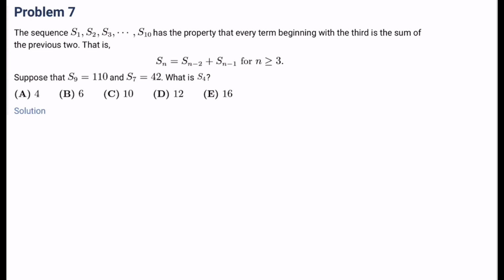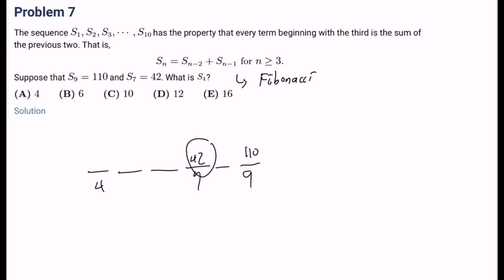Okay, so what this basically gives us is a Fibonacci sequence. If we have terms starting with S4 all the way to S10, so S8, S9. We know that S9 is 110, and S7 is 42. So 42 plus this is 110. That gives us that the middle term is 68.